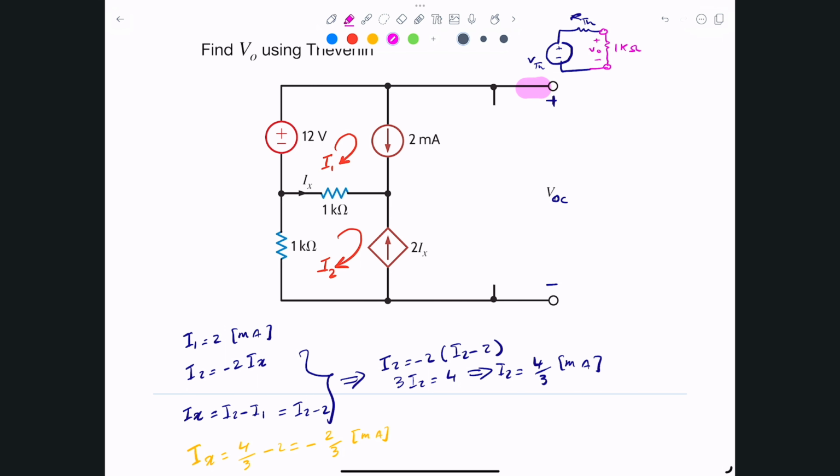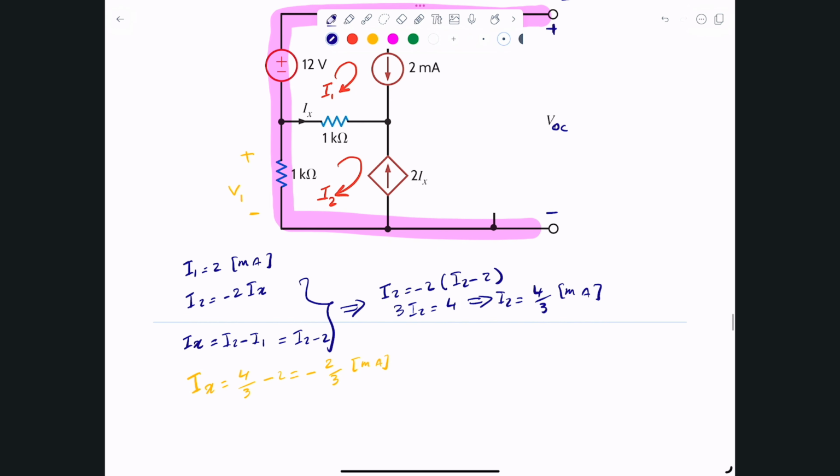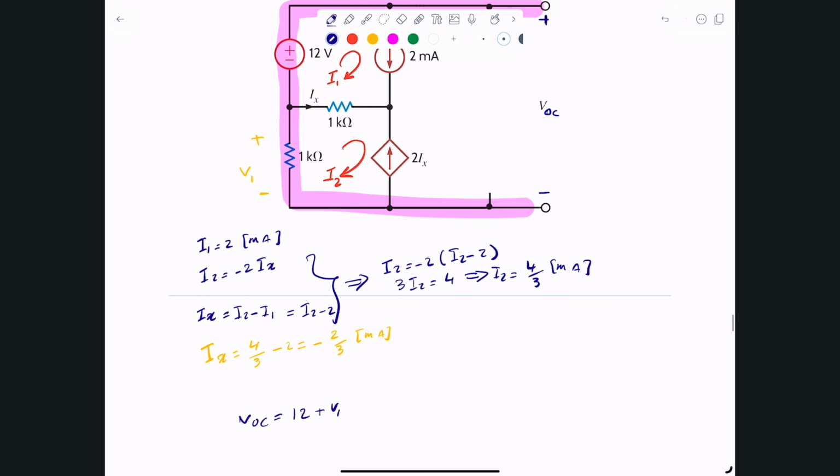If you think about it, and I'm looking at these, that will be 12 plus whatever voltage drop is across the 1 kilo ohm. So let me write this in here. It will be 12 plus whatever voltage drop in here, and I'm going to call it V1, for example. So the V open circuit will be 12 plus V1. You can write the KVL and see it, but that's it.